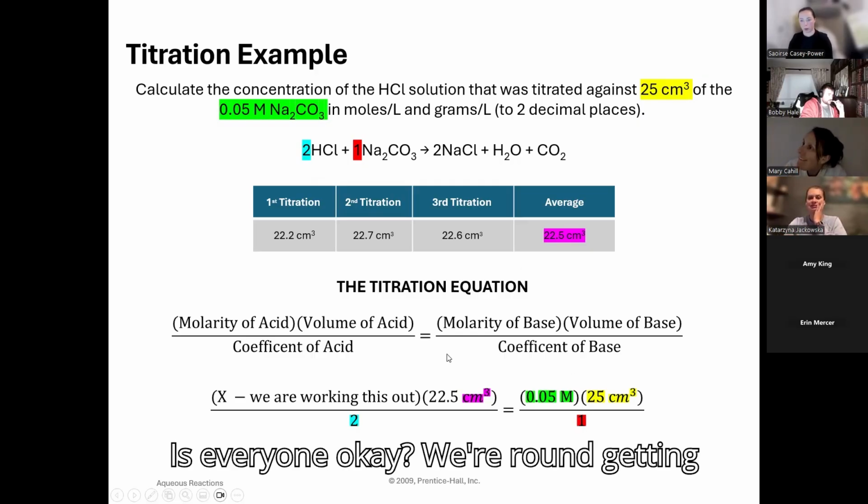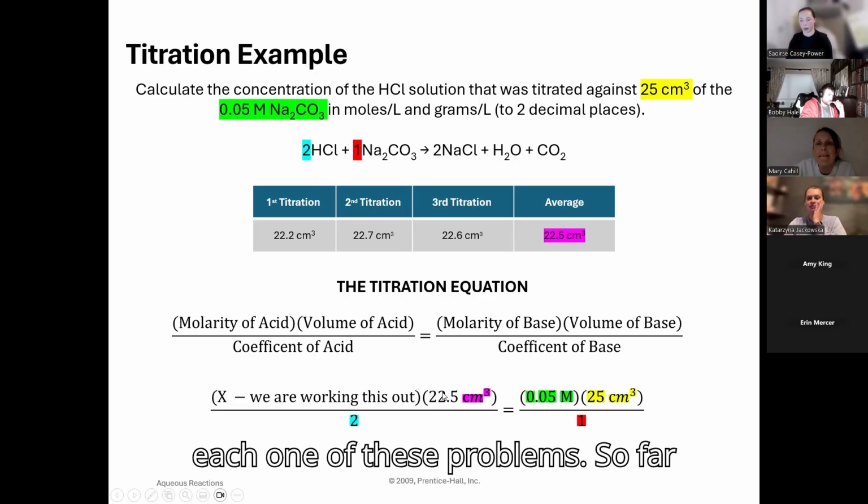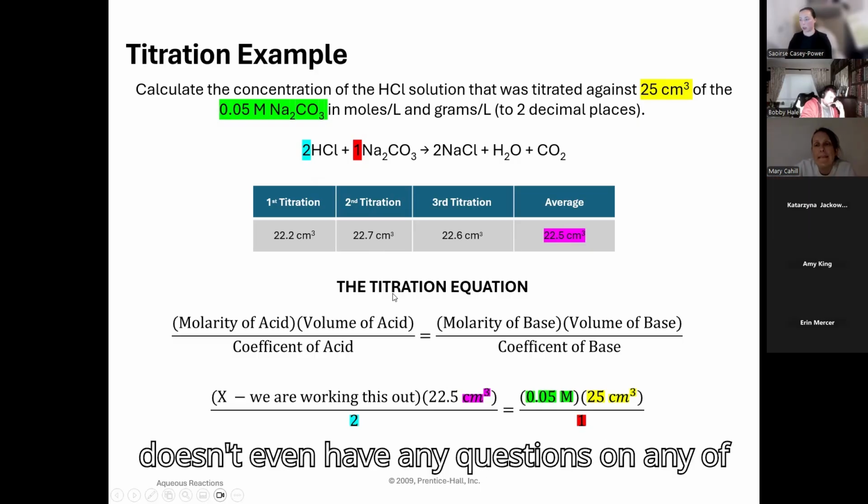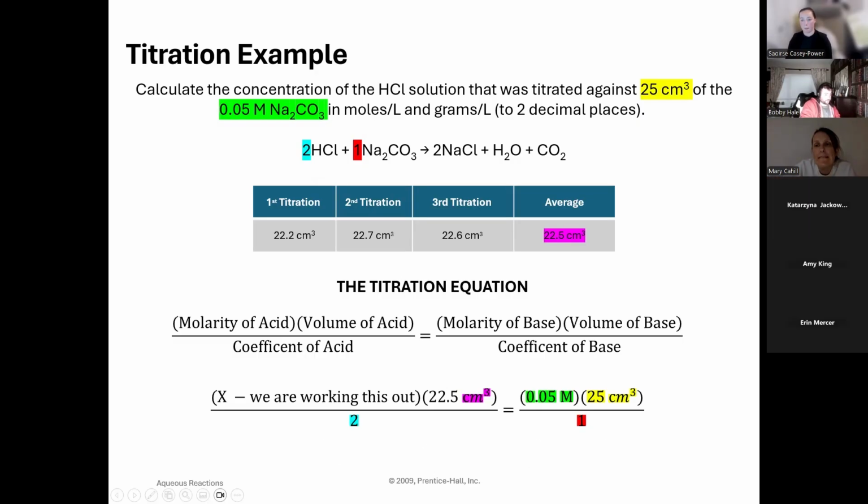Is everyone okay around getting each one of these from so far? Does anyone have any questions on any of those figures? No? Okay.